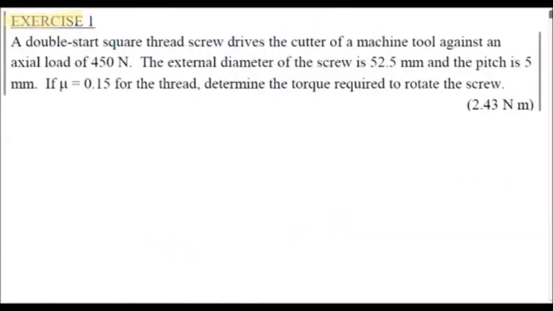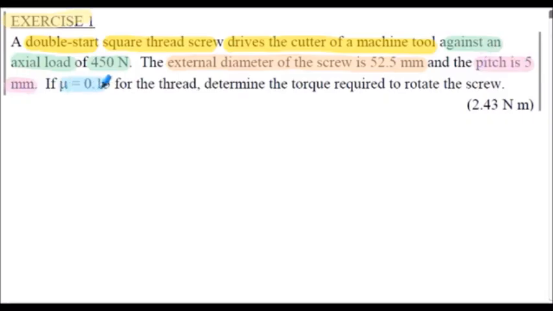Here's exercise 1. A double start square thread screw drives a cutter of a machine tool against an axial load of 450 newtons. The external diameter of the screw is 52.5 millimeters and the pitch is 5 millimeters. If the coefficient of friction mu for the thread is 0.15, we've got to determine the torque required to rotate the screw. Answer is given in the bracket here.